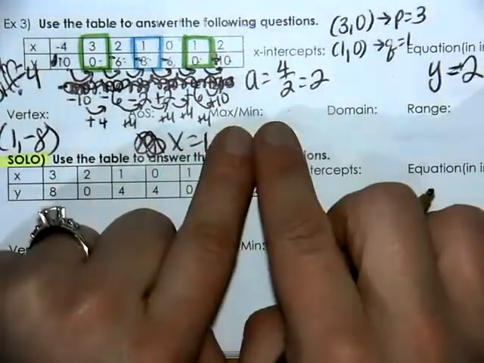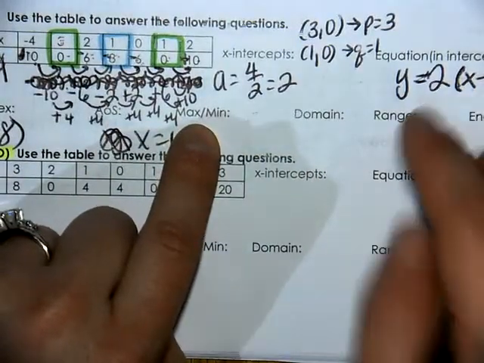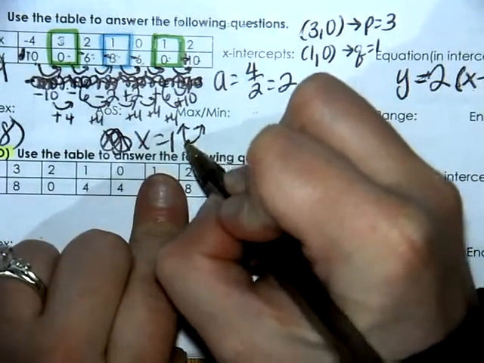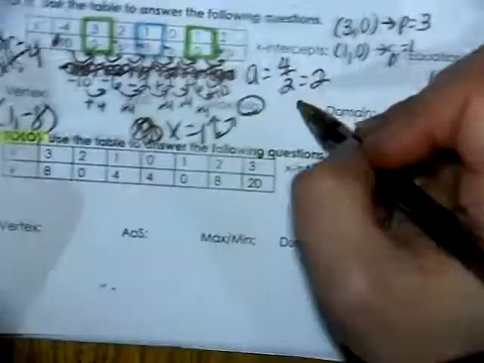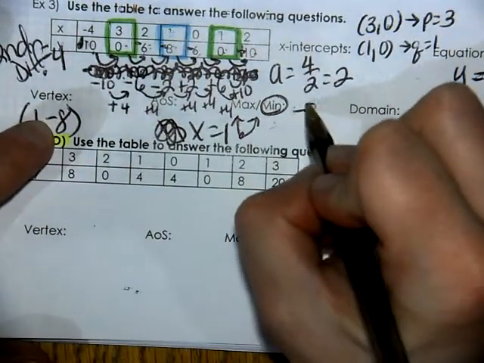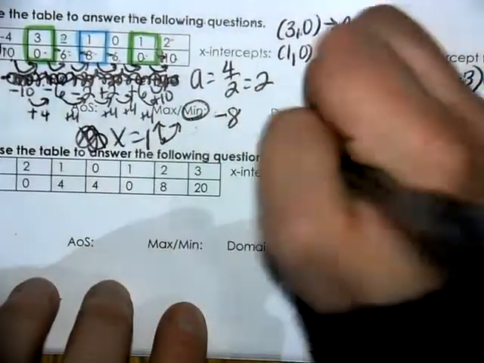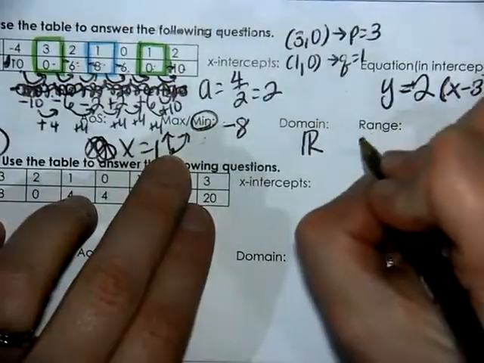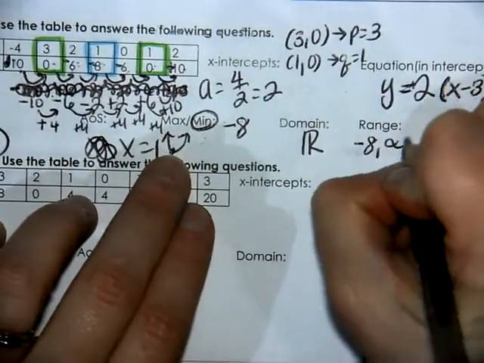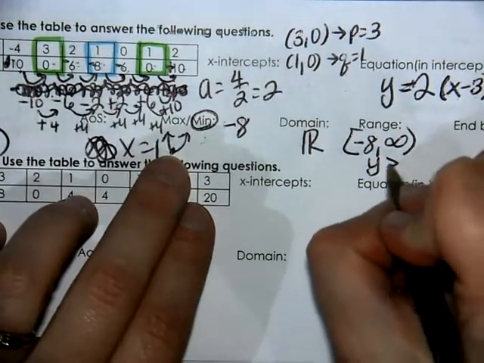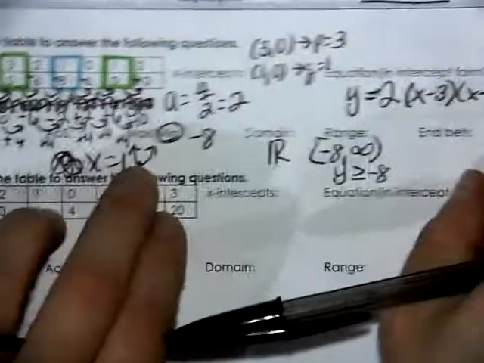My maximum or minimum: because my a value is positive, my parabola is going to be pointing up. And if it's pointing up, I have a minimum value located at the y part of my vertex, so I have a minimum value of negative 8. My domain is always going to be all real numbers. My range, because it's pointing up, is going to go from negative 8 all the way up into infinity. You can also write this as y is greater than or equal to negative 8.